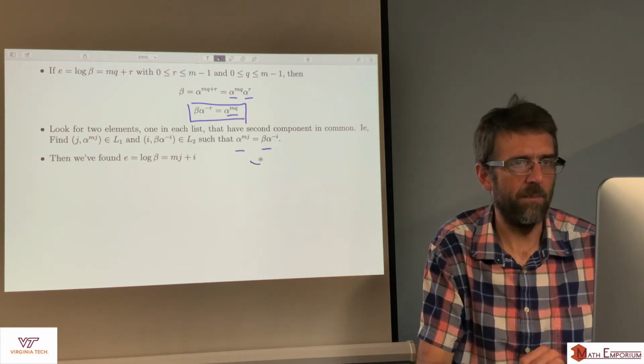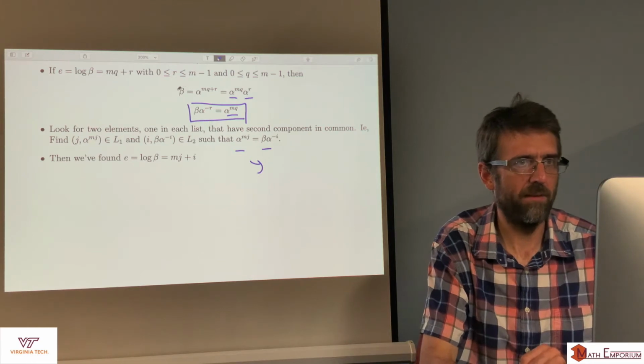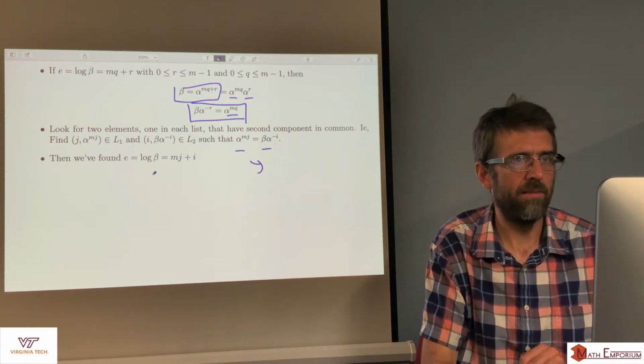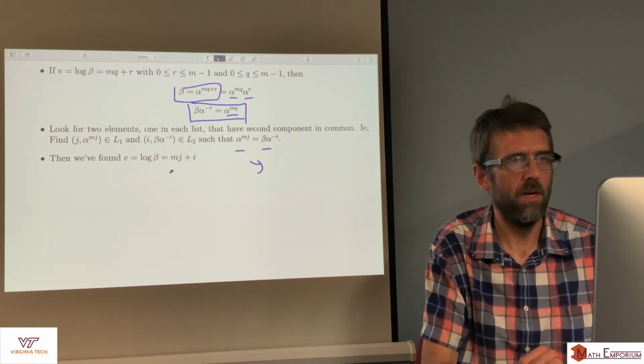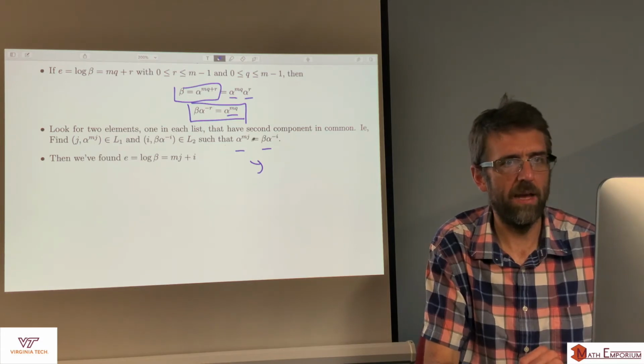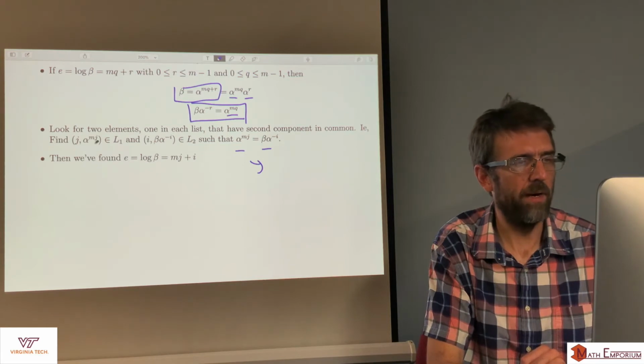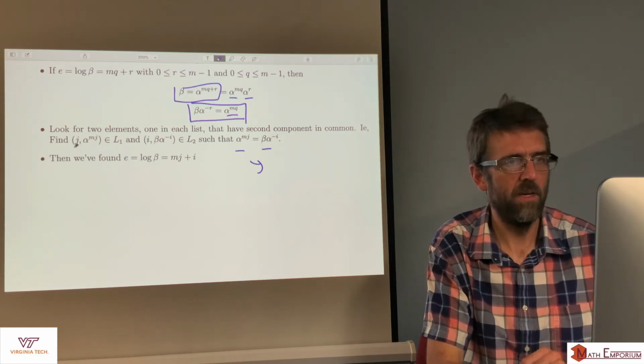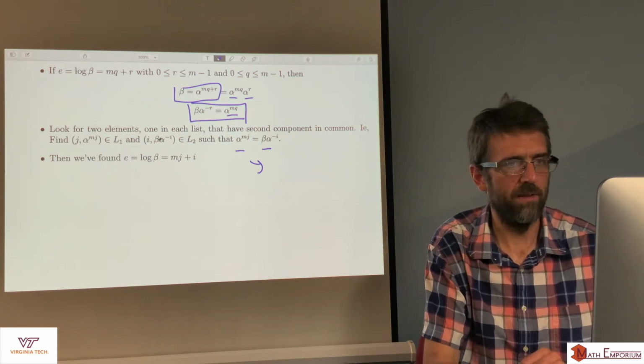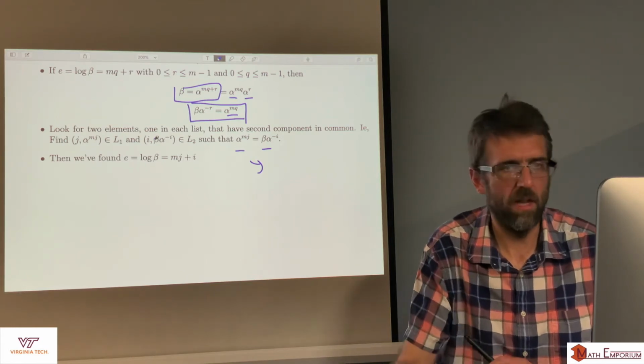And when I find that collision, I can reconstruct the log of beta, because this gets me back to this equation. That's telling me that the log is just going to be mj plus i, where j is the first index of the collision in L1, and i is the index of the collision in L2.